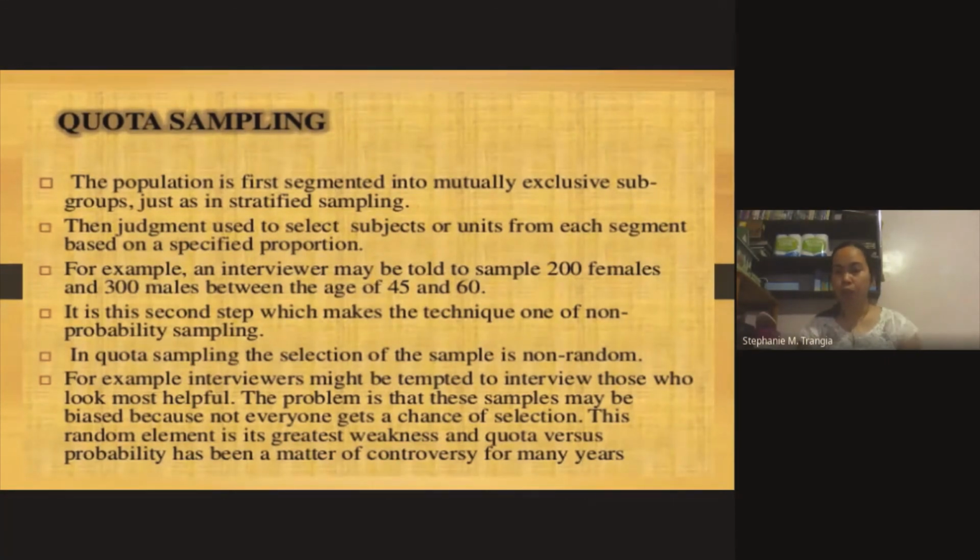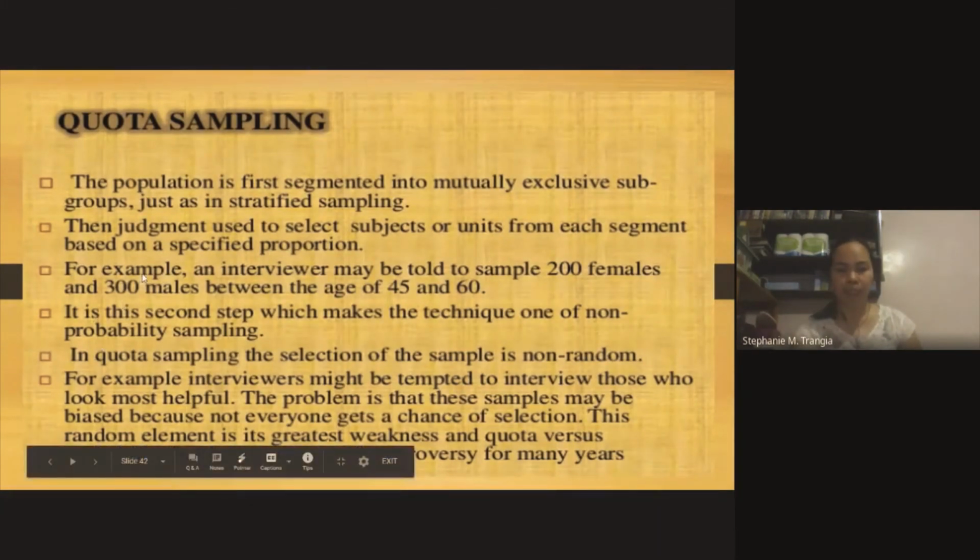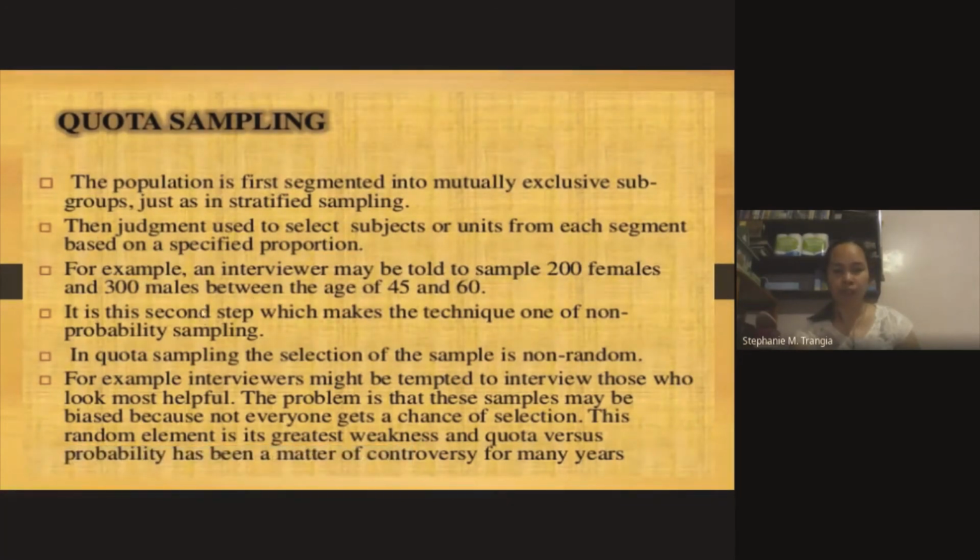It's up to you how you get the responses. It usually uses non-probability selection of your respondents. So for example, an interviewer may be told to sample 200 males and 300 females between the age of 45 and 60. So it is this second step which makes the technique one of non-probability sampling. In quota sampling, the selection of the sample is non-random.